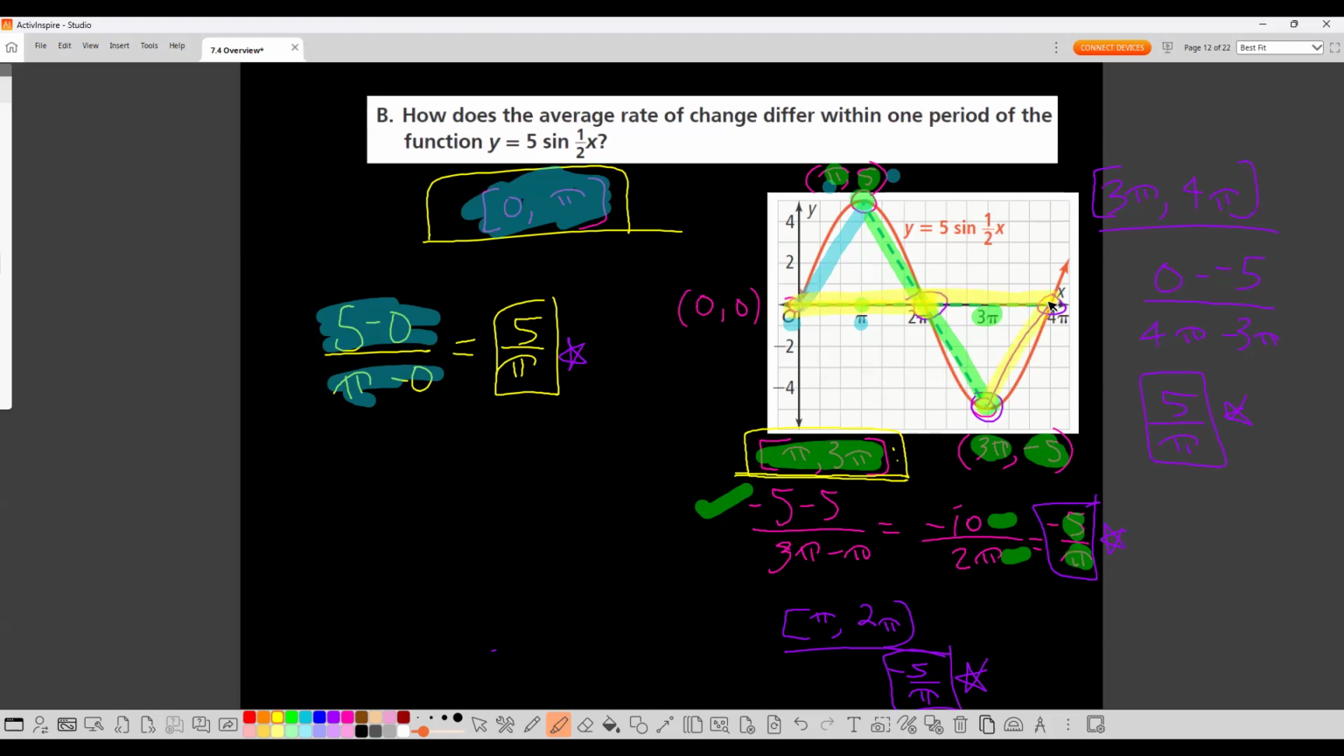But this last one, our y here is 0, our y there is -5, that's right here. We're subtracting to do rate of change or slope. And then the x's here, 4 pi minus this 3 pi right there. And we end up with the 5 over pi.